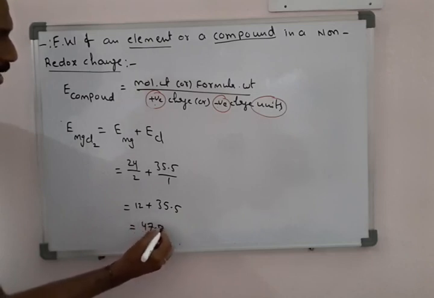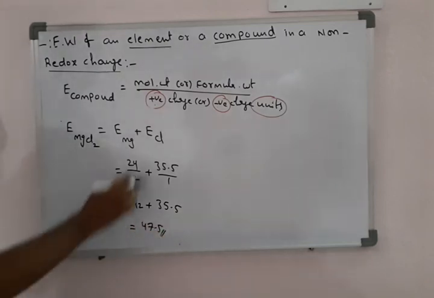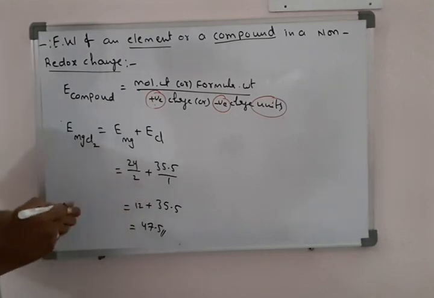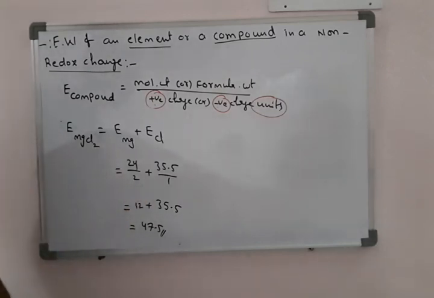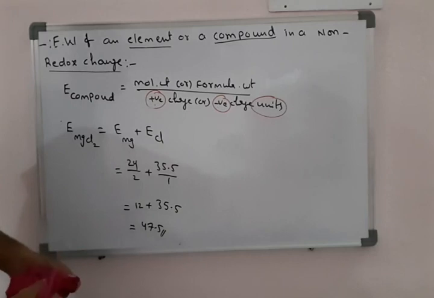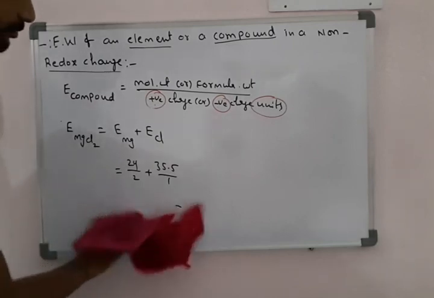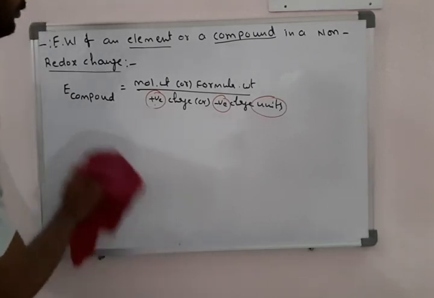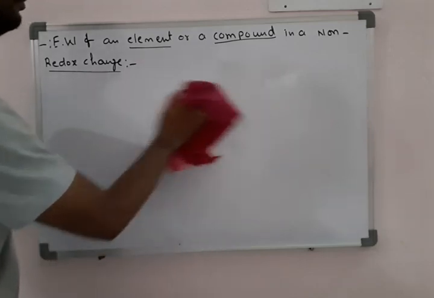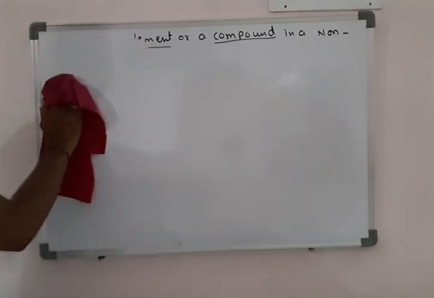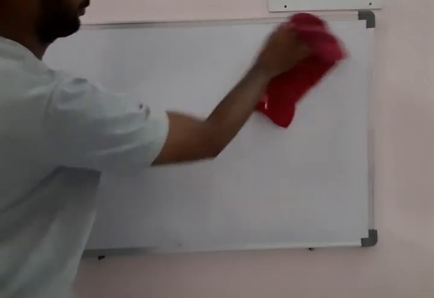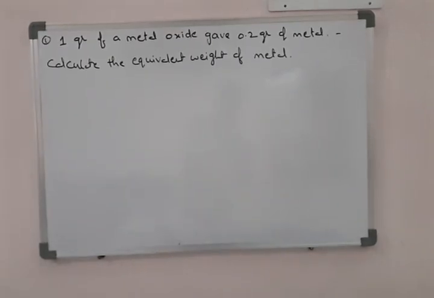That is 47.5 exactly. If you do the first method or the second method, we get the exact value. So it is totally your choice to follow any of the methods. Now we see some problems based on this criteria. So now we see the related problem.